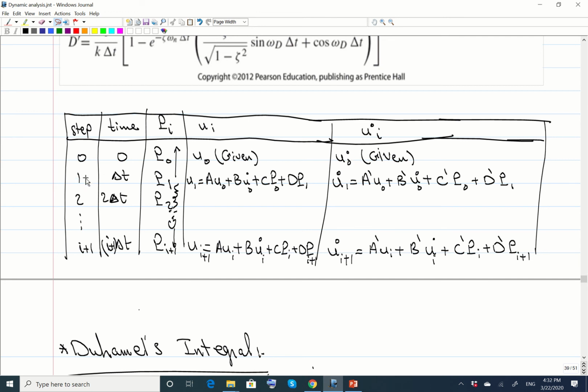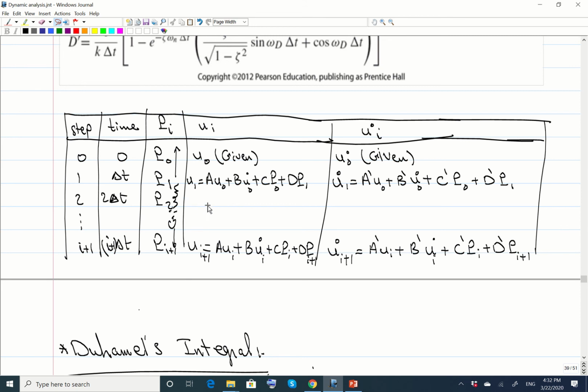At the end of the first step, you move by delta t, and the force now is P1. How much is U1? It's A times U node, the displacement at the previous step, plus B times U dot node, the velocity at the previous step, plus C times P node, plus D times P1. And the velocity here comes from this equation. You have those at the beginning, those are given, the forces here are given, the sampled forces, and you start filling this table one by one, row by row.